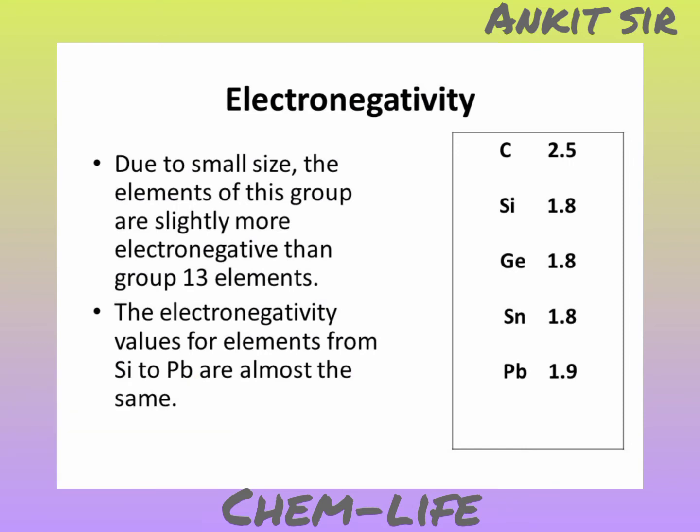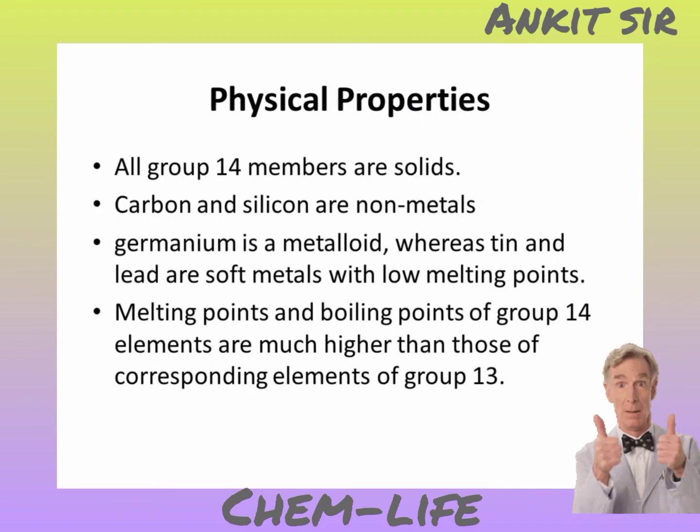Electronegativity. Due to small size, the elements of this group are slightly more electronegative than group 13 elements. As you know, when we go from left to right in the periodic table, electronegativity increases. The electronegativity values for elements from silicon to Pb are almost the same. You see in the table, carbon 2.5, silicon 1.8, germanium 1.8, Sn 1.8 and Pb 1.9. Silicon, germanium and tin all have almost the same electronegativity.